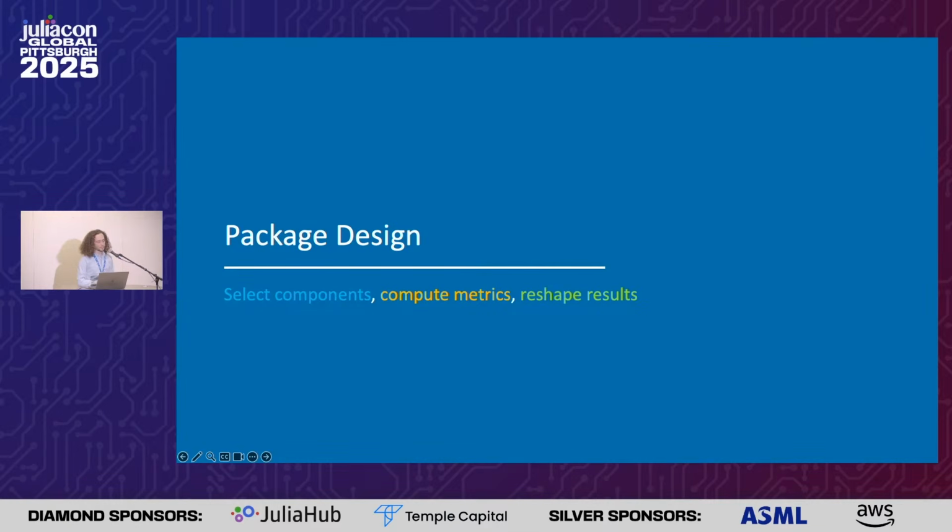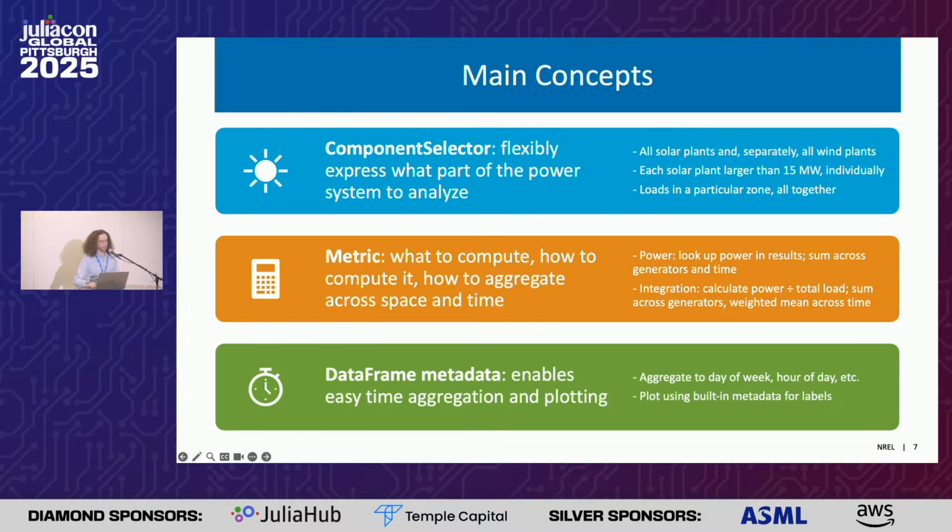We can think of this package as having 3 main parts to the workflow. First, you're going to select your components using a component selector. Then you're going to compute metrics on those components, and then you can do some post-processing on the output of that. So here are those 3 parts again.